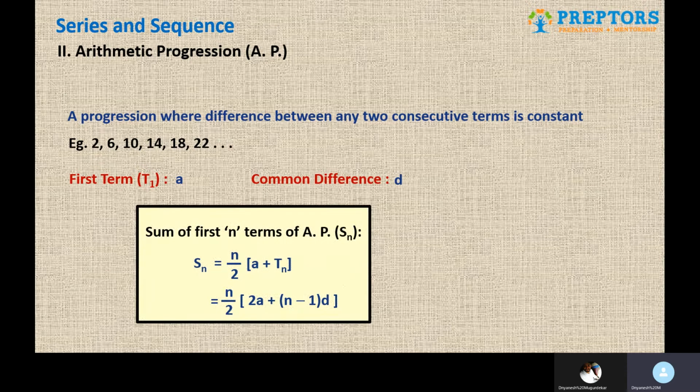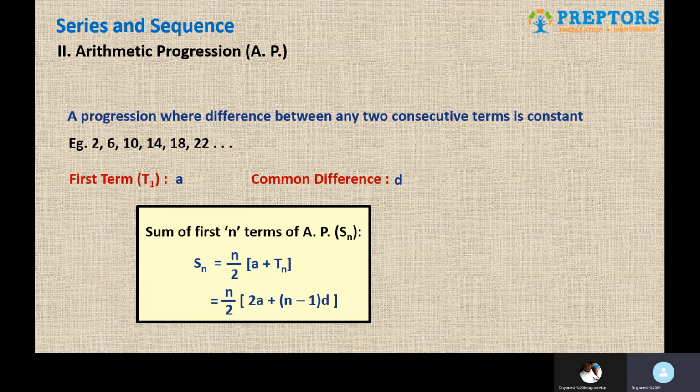All we are doing from the first to the second formula is substituting the value of Tn, which is a plus (n minus 1) into d. So a plus a becomes 2a. The first formula, n by 2 into (a plus Tn), you use when you know the nth term of the series. When you know the 15th term of the series, you would directly substitute that value there. But suppose you don't know the nth term of the series, then you would use the second formula. So according to the situation and the data, you can choose which of these formulae you want to use.